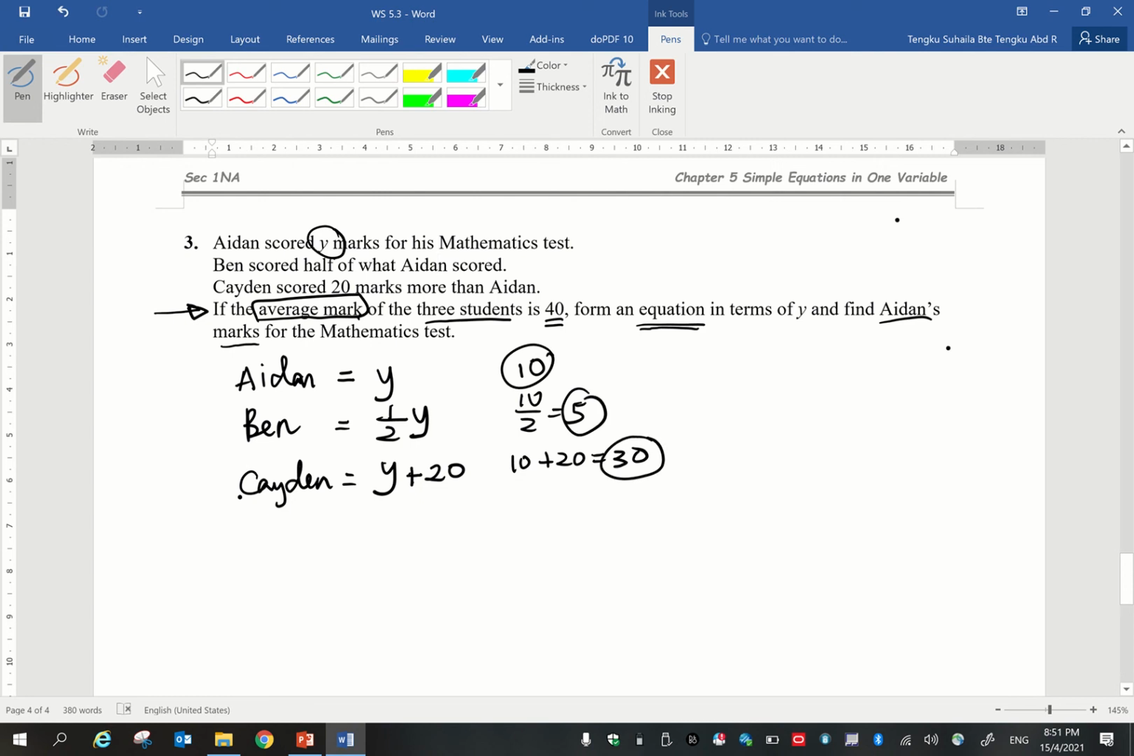How do we find the average of these three marks? What do we have to do to find the average? What's the working? 10 plus 5 plus 30, right? We take the sum of the three numbers and then we divide it by 3. Okay, so that's how we find average, guys. So let's do exactly what we did over here to find the average, but this time instead of using the numbers, we are going to use y, half y, and y plus 20. So let's go.